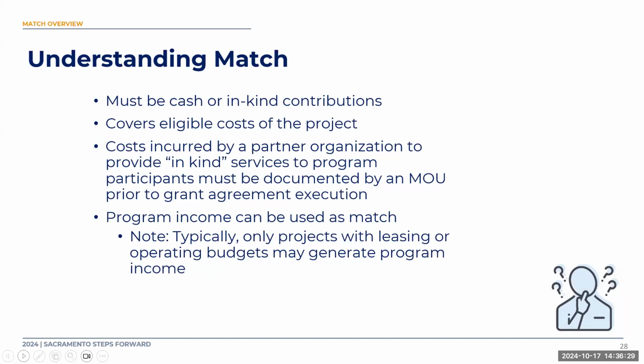So HUD has clarified in the past 5 years that program income, that we'll talk about at the bottom of this session, can be used as match, which is really great. But again, you're all wearing different hats. You're here with different project designs. Typically, the only type of project that's going to generate program income in an appropriate, allowable way is projects with a leasing budget line item. Sometimes if you're an operating, that general operating model we talked about, you may also generate program income.